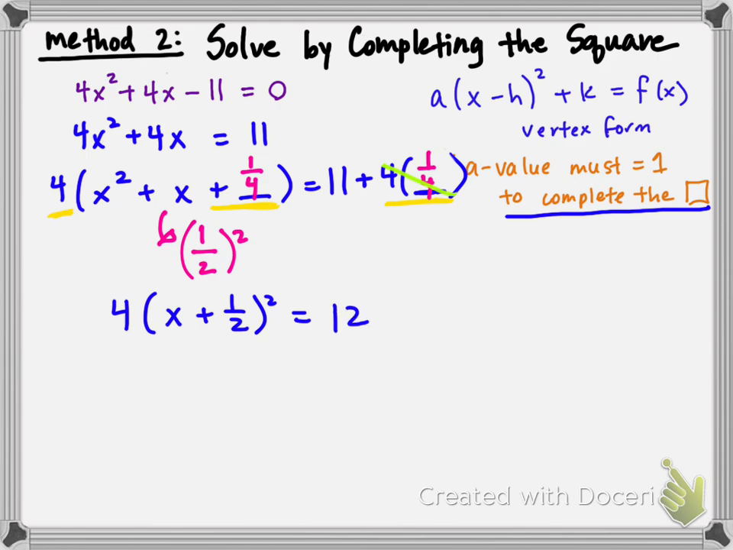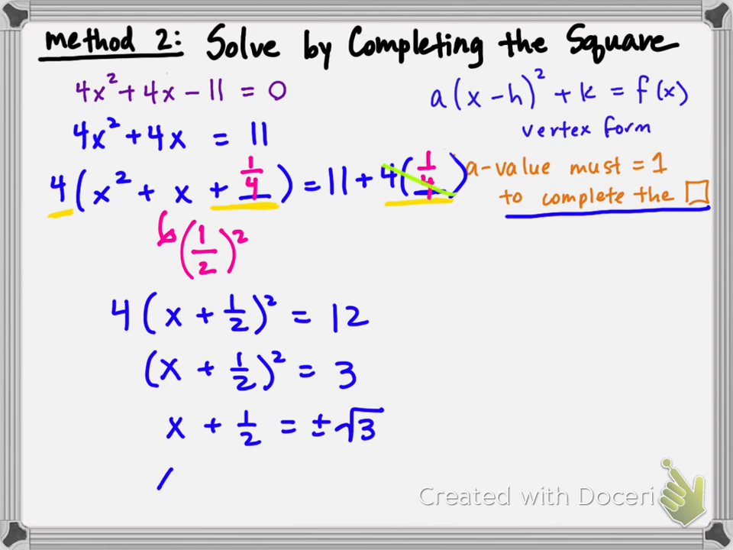From here, you're going to divide both sides by 4 because we have to isolate the squared term. Notice 4 is multiplying, so we're going to divide both sides by 4. We have x plus 1/2 squared equals 3. Then we square root both sides. x plus 1/2 is equal to plus or minus the square root of 3.